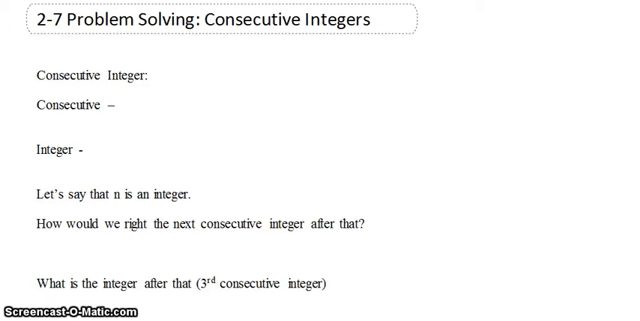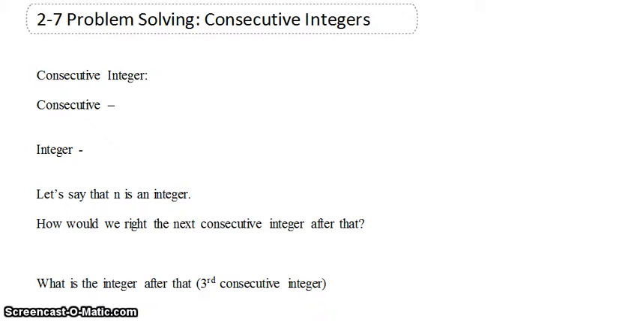Alright, so we're now on to 2-7, which is problem solving involving consecutive integers. Now, this is kind of a word problem, kind of not really, but you have to set it up using variables and numbers, and you have to figure out the concept. It's not that hard once you figure it out, so we're going to break it down, and hopefully you'll be able to pick it up pretty quickly.